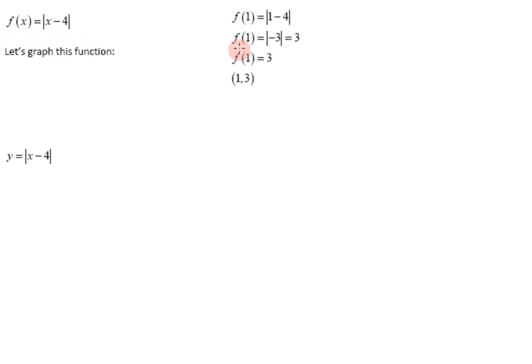If you were to graph it, put in like 1, out pops a 3. So 1, 3 is a point on this graph. If we put in another value, let's put in, I don't know, say 0. That's an easy value, right? F of 0 is 0 minus 4. Absolute value of -4 is 4. So 0, 4 is a point on the graph as well as 1, 3.